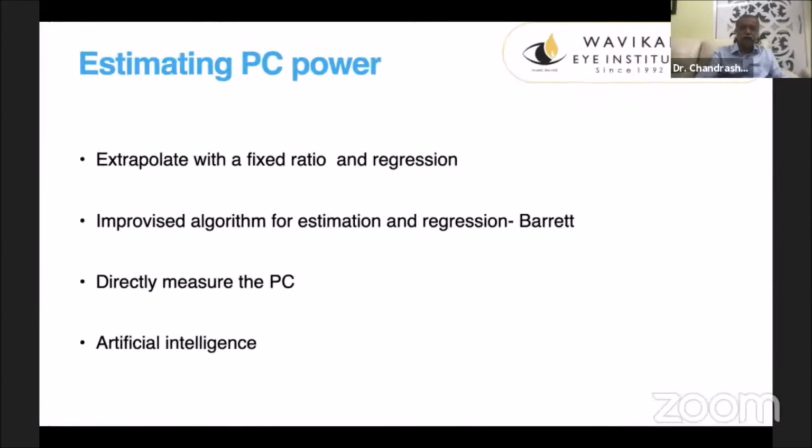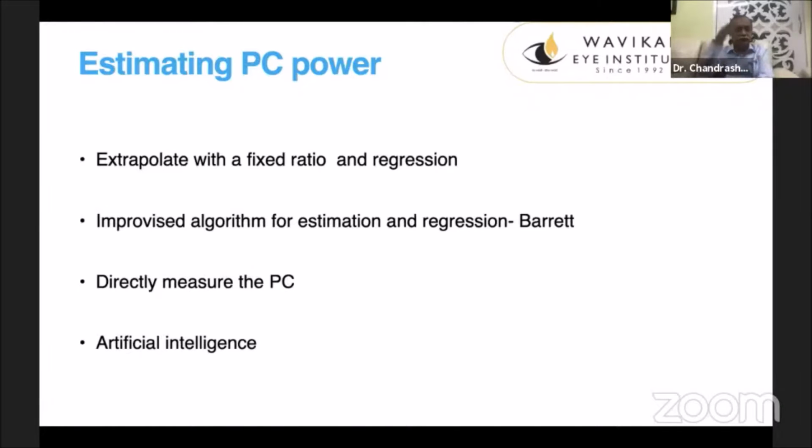So what do we do? Estimating the PC power is the alternative. These are the four things we can do. Number one, extrapolate with a fixed ratio and regression, which we have already spoken about, and their limitations. Second is to improvise the algorithm for estimation of the PC power and regression, as done by Graham Barrett. And we know how accurate this is. There was a significant jump in our estimation. Then third is to directly measure the posterior cornea, and fourth is artificial intelligence.